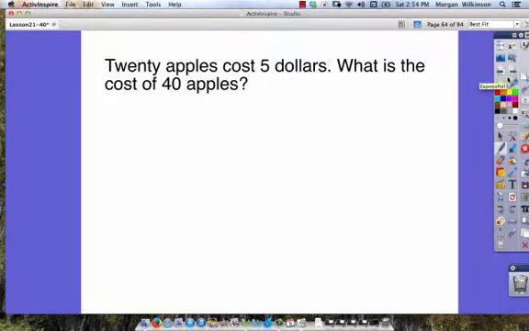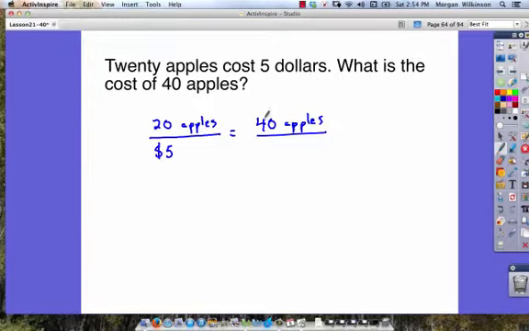20 apples cost $5. What is the cost of 40 apples? Well, in this one, 40 is double 20. So we're buying twice as many apples. If we buy twice as many apples, it's going to cost twice as much. So we're going to have to double 5 to get to 10. And we've got our answer.